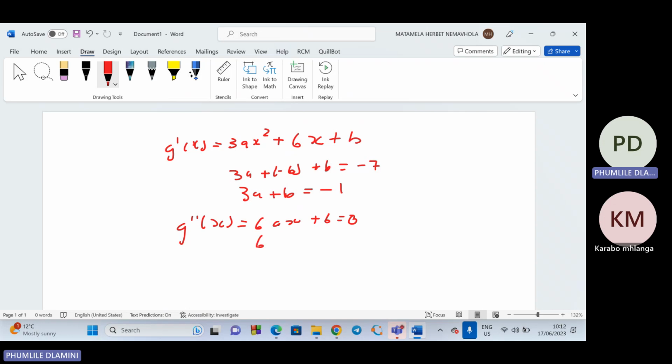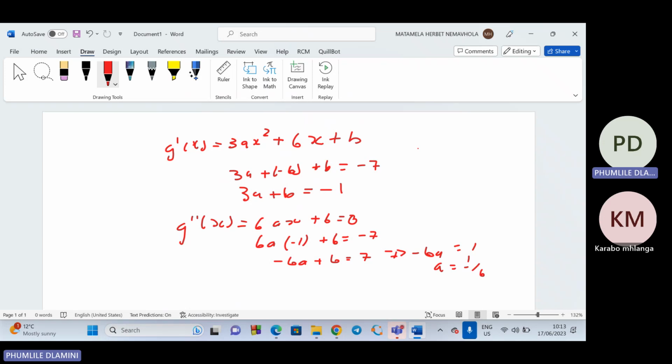Then this one here, if we say it equals 0, or if I put negative 1, 6a of negative 1 plus 6 equals again negative 7, you will see that we're going to have negative 6a plus 6 equals 7, which is going to imply that negative 6a is going to be equal to 1. Then our a is going to be 1 over negative 6.